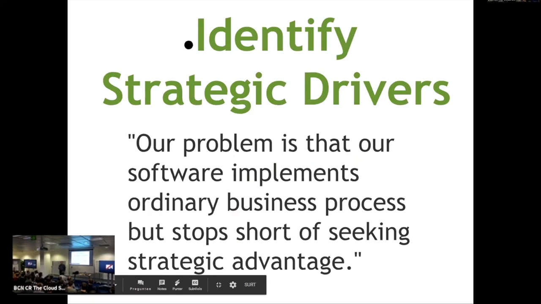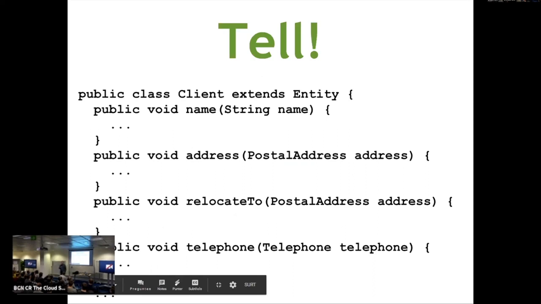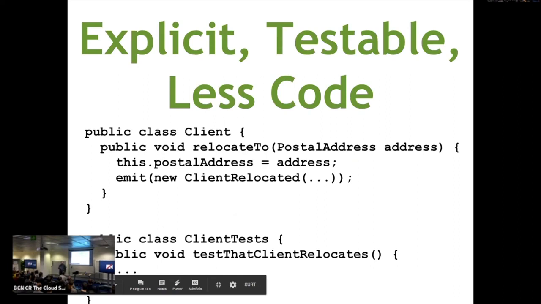So this is what we need to do. We need to think about the strategic drivers. We need to make it our goal to stop developing only the ordinary business solutions and go for the distinguishing business solutions, those that have strategic advantage. Which means that we need to tell objects what to do, stop asking them for their state and deciding for them what they should do. So we're going to tell them what to do through rich behaviors, and those behaviors can be implemented in reactive entities, for example.